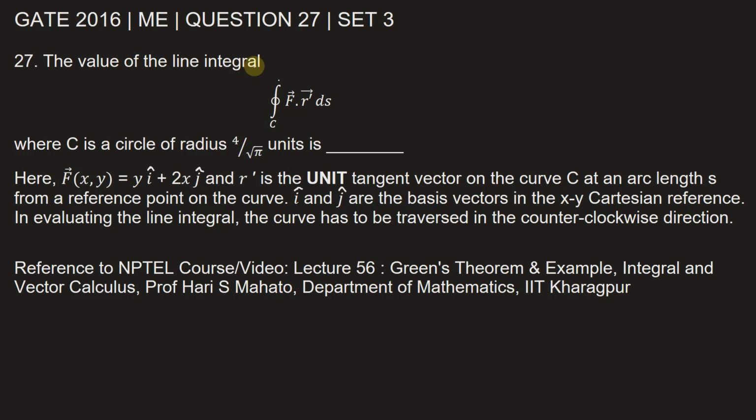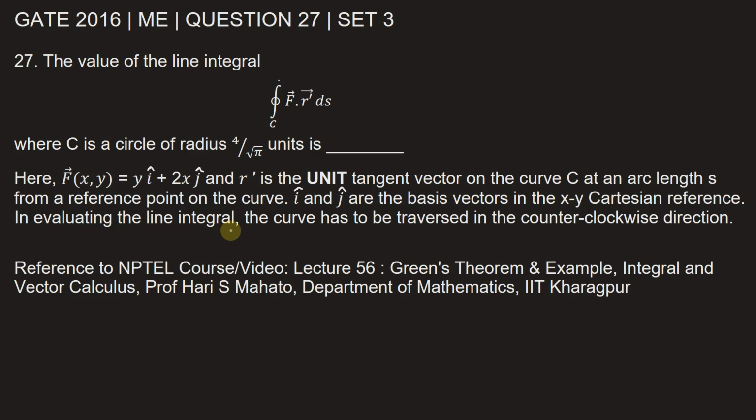Find the value of the line integral over a closed curve C, F vector dot r dash vector ds, where C is the circle of radius 4 by root pi units, and F vector is a function of x and y given by y i cap plus 2x j cap, and r dash is the unit tangent vector on the curve C at an arc length s from a reference point on the curve. i and j are the basis vectors in the xy Cartesian reference.